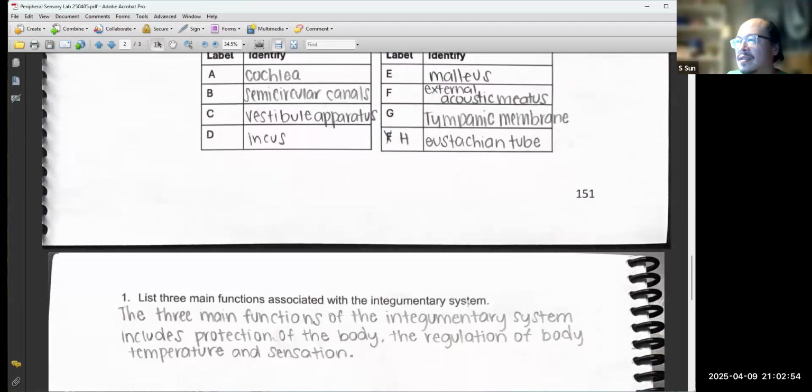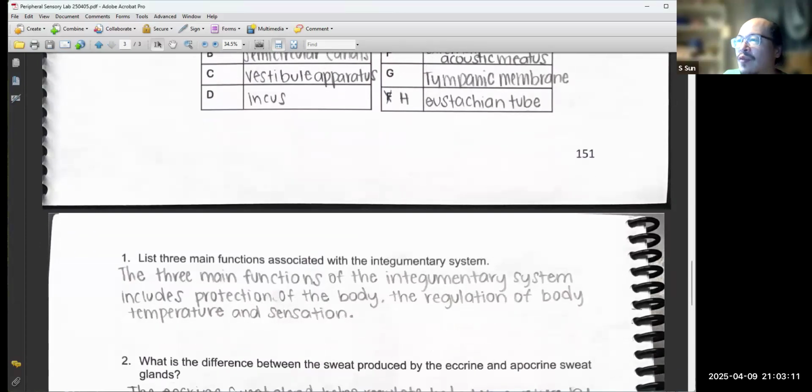So here is, I'm not so sure if that's the answer, but let's see. Protection, that's good. Regulation of body temperature, that's good. Sensation, yeah, so you can sense, part of the sensory nervous system. So that's that.